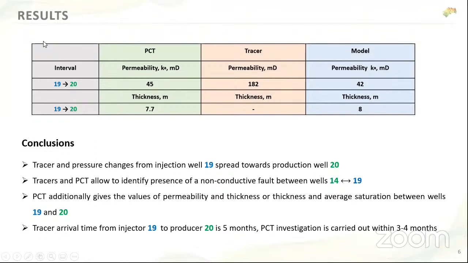So what are the results of this first and simple test? Both tracer and pressure pulse code testing are good in terms of understanding the location of the sealing fault. They both found the fault, and it was also possible to assess reservoir permeability between wells number 19 and 20, which are not isolated by the fault.